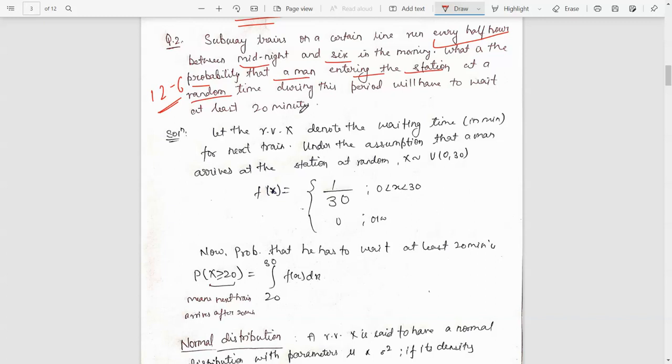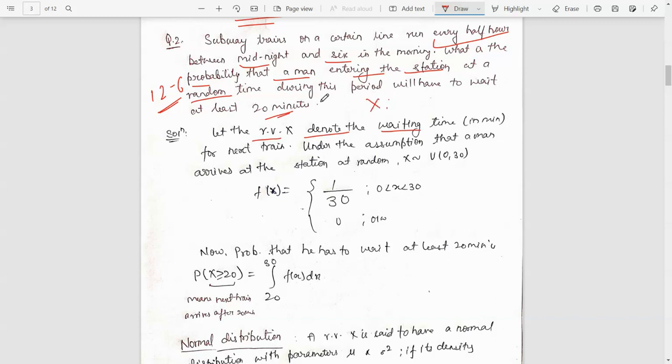So the thing is that we have to find the probability that if a man enters the station at a random time, then he will have to wait for at least 20 minutes to catch a train. Okay, so let's see how we can do this using the uniform distribution. Let the random variable x denote the waiting time for the next train.